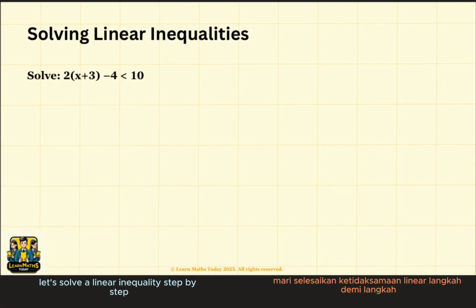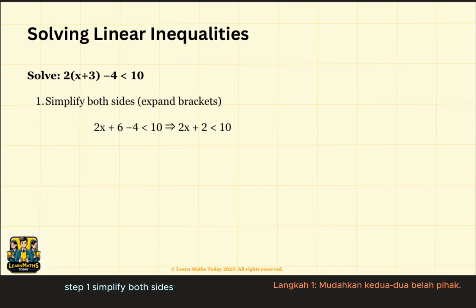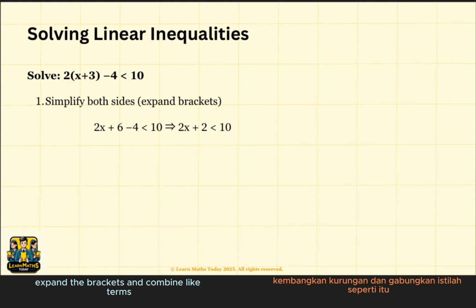Let's solve a linear inequality step by step using what we have learned so far. Step 1. Simplify both sides. Expand the brackets and combine like terms. Tip: treat the inequality sign just like an equal sign at this step.